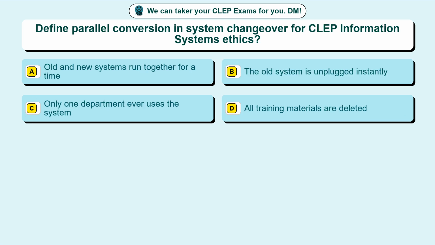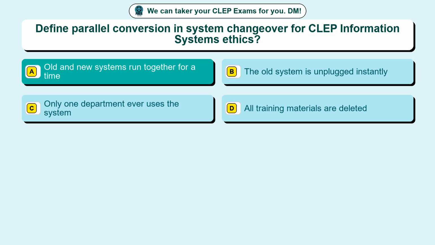Question 76. Define parallel conversion and system changeover for CLEP Information Systems ethics. Option A. Old and new systems run together for a time. Option B. The old system is unplugged instantly. Option C. Only one department ever uses the system. Option D. All training materials are deleted.